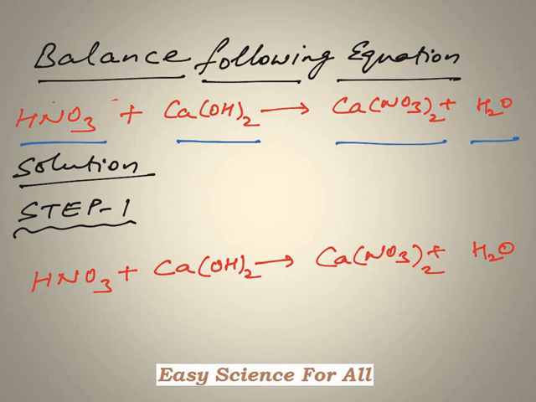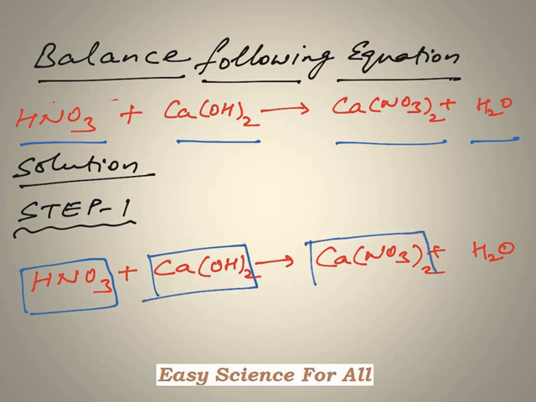Now we will be doing two things in the first step. First thing is that we will be enclosing all the reactants and products given in the reaction in square boxes like this. Now there is a purpose behind this. This will remind us that we cannot make any changes inside these square boxes while balancing the equation.